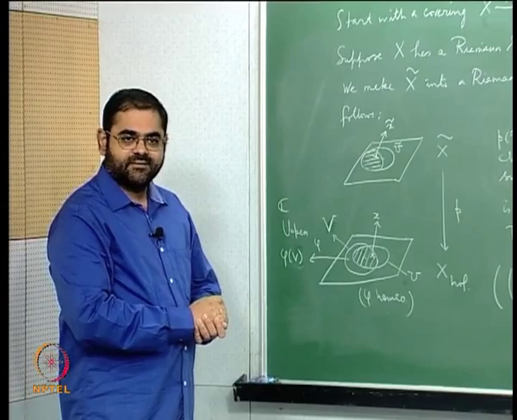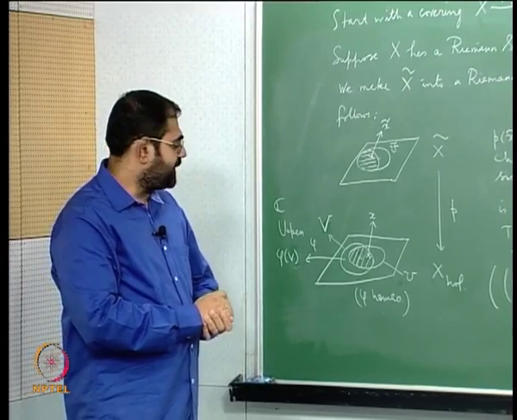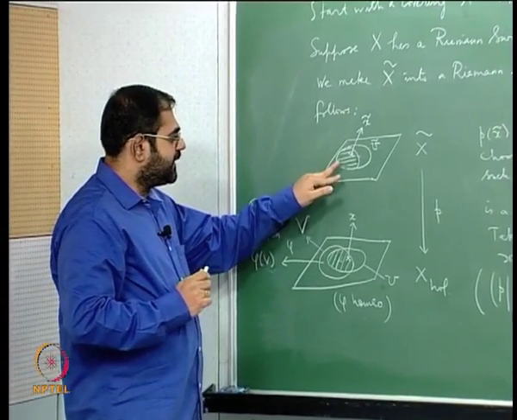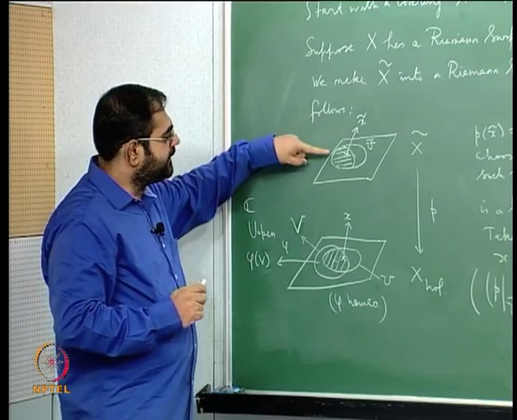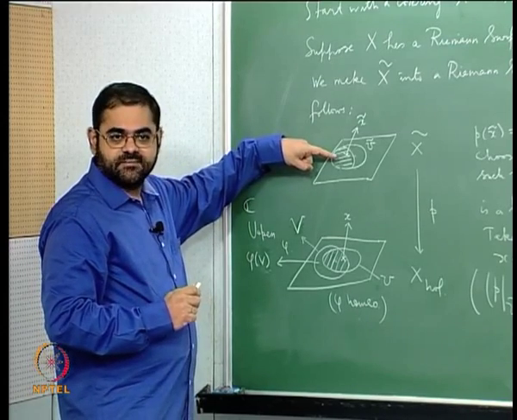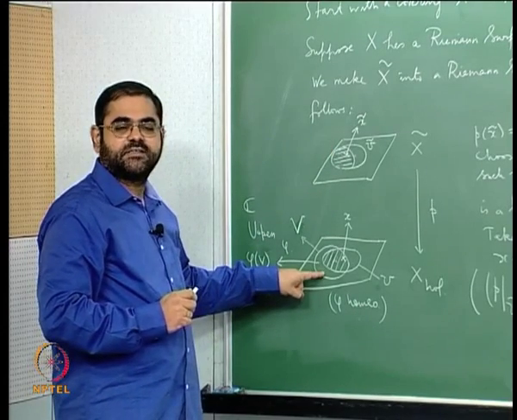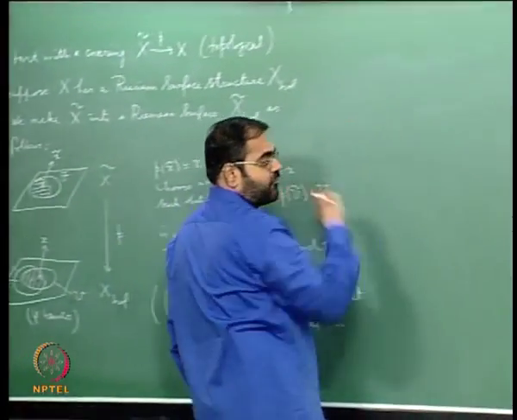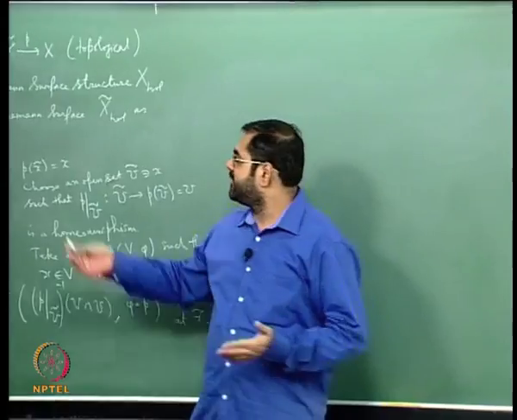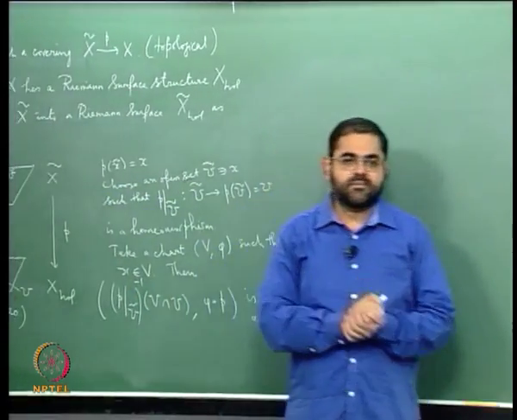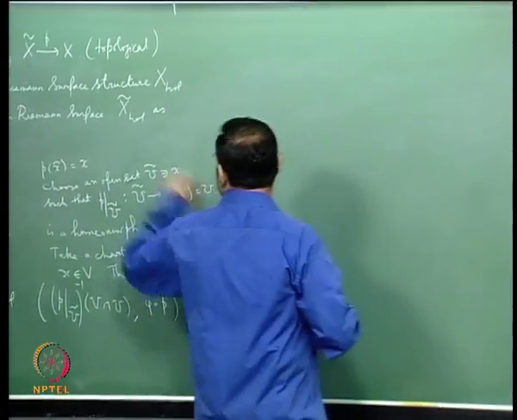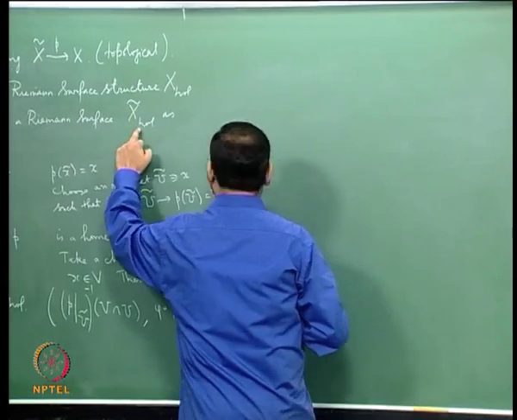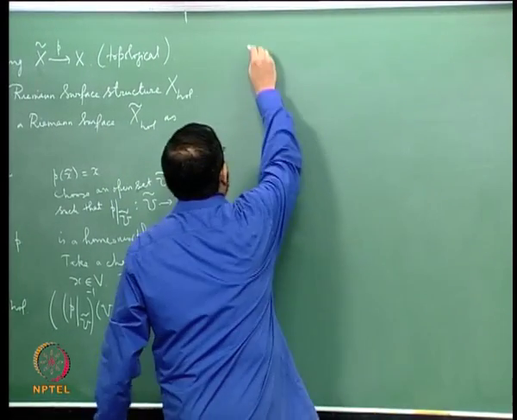Now it's pretty clear that all charts of this type are going to be compatible. The reason is that if you write it out, the transition functions are going to be actually the transition functions for the charts below. Once we know that, then x tilde has a Riemann surface structure, which I am going to call x tilde with its induced structure. So let me write this down.